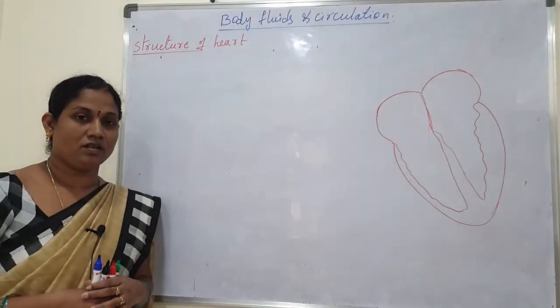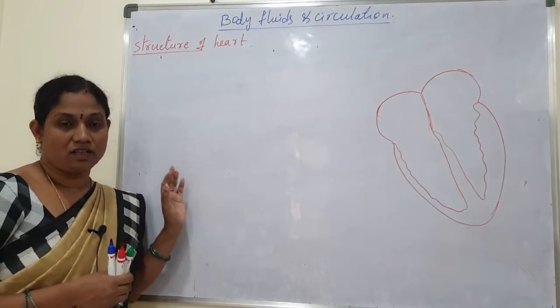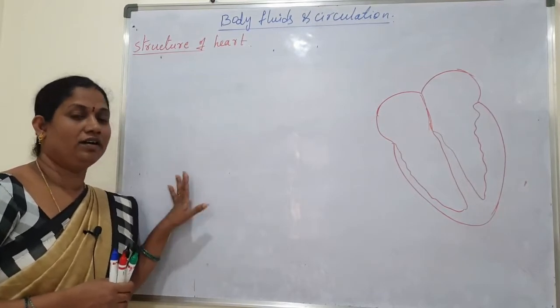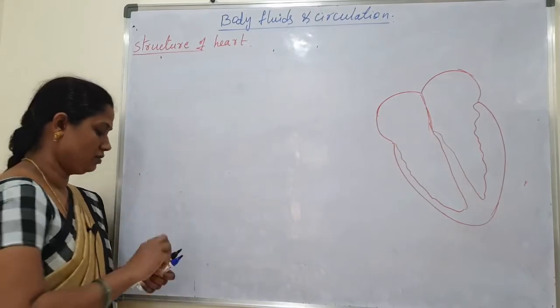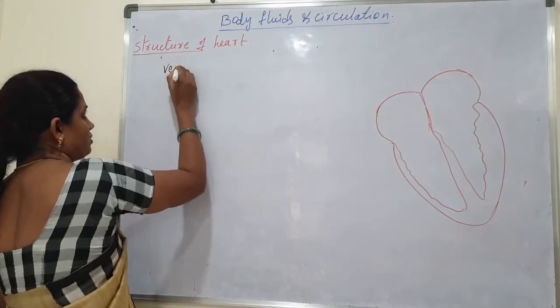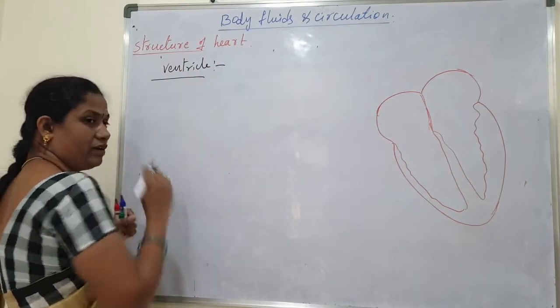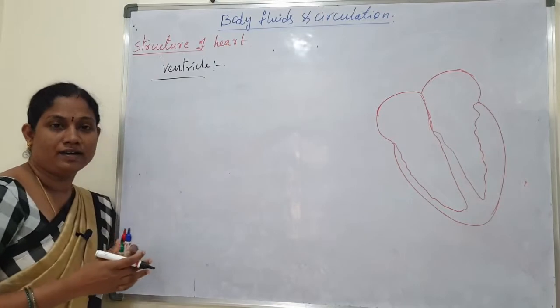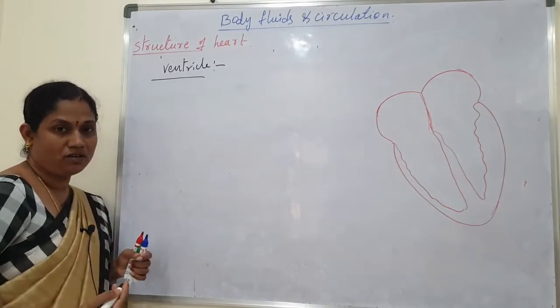Hello students. In the previous video we discussed the external features of the heart and also the atria. In this video we have to learn about the ventricles. The heart is divided into four chambers. The upper chambers are called atria, and the lower chambers are called ventricles.